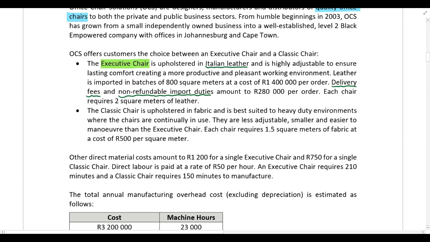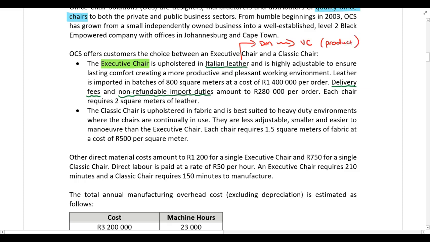Firstly, we know that the chair is upholstered in Italian leather. So the leather is going to be a direct material cost, and it's going to be a variable cost. The cost per unit should remain constant, and the cost in total should vary with the number of units produced. And obviously that is going to be a product cost.